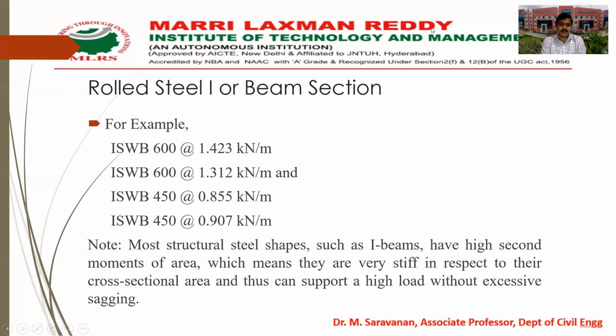For example, ISWB 600 at 1.423 kN per meter, ISWB 600, same depth, but the weight is different. ISWB 450, same depth, 450 mm depth, but weight is different. Most structural steel shapes such as I-beams have a high second moment of area, which means they are very stiff with respect to their cross-sectional area and thus can support a high load without excessive sagging. So as I said earlier, without bending, without sagging, it can resist more load. The second moment of area is more in the case of the I section.